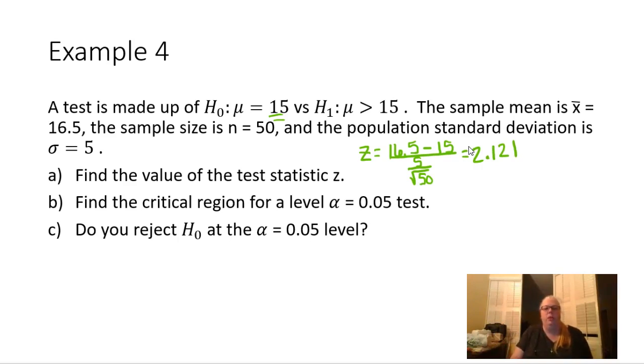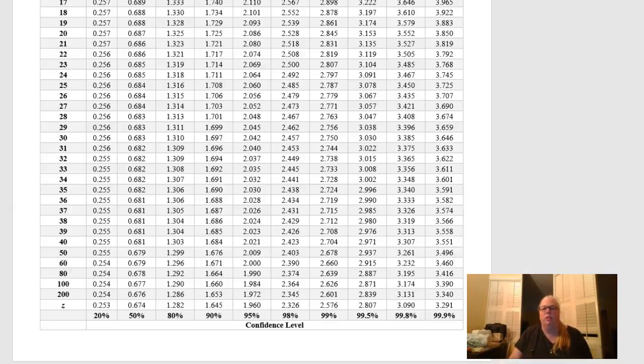All right, now B, we're looking for the critical region for a level alpha equals 0.05 test. Now we have a right-tailed test. So if we draw a sketch of our normal curve, we're looking for the number right here so that the area to the right, remember this is a right-tailed test, is equal to 0.05. And I'm going to pull up table A3 and find out what this value is.